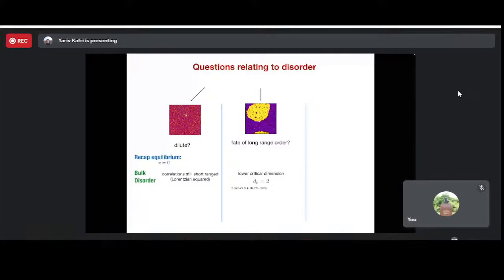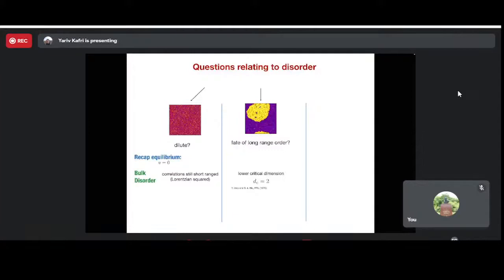Then there's a very famous work from the 70s by Imry and Ma, which argued that the lower critical dimension, the dimension below which the system is unstable to disorder, is two dimensions for scalar order parameters, and specifically in two dimensions, phase separation is destroyed in the presence of disorder. And the trick is basically comparing the contribution of disorder to the bulk of a domain to the surface tension. And essentially balancing these things shows you which is more important.